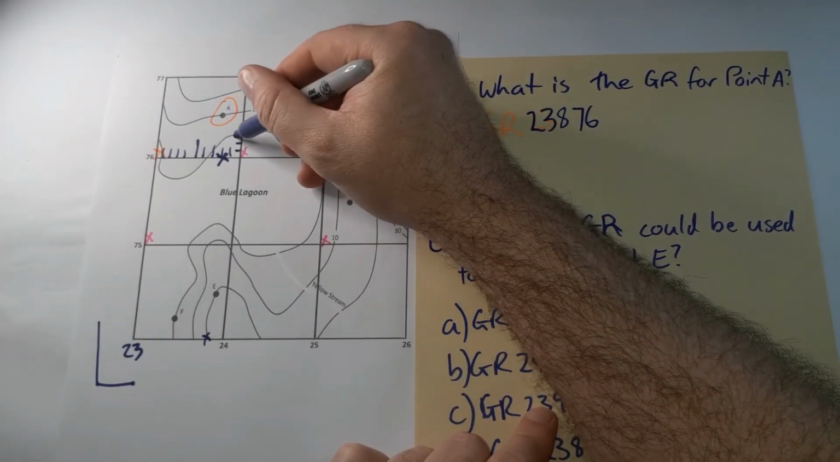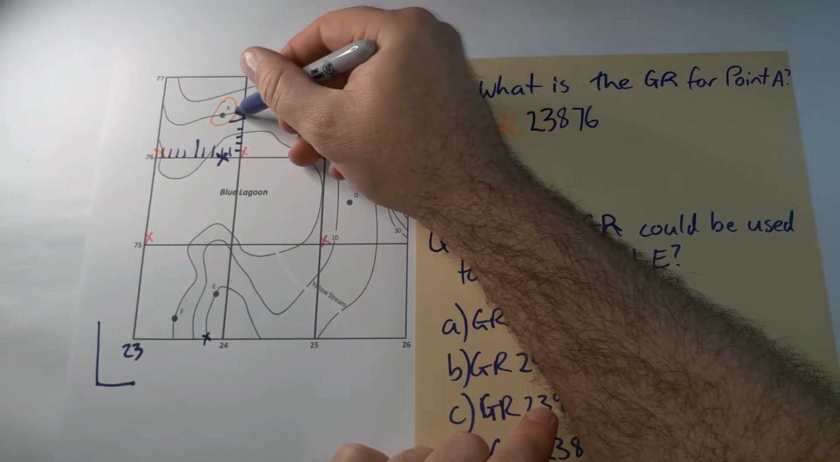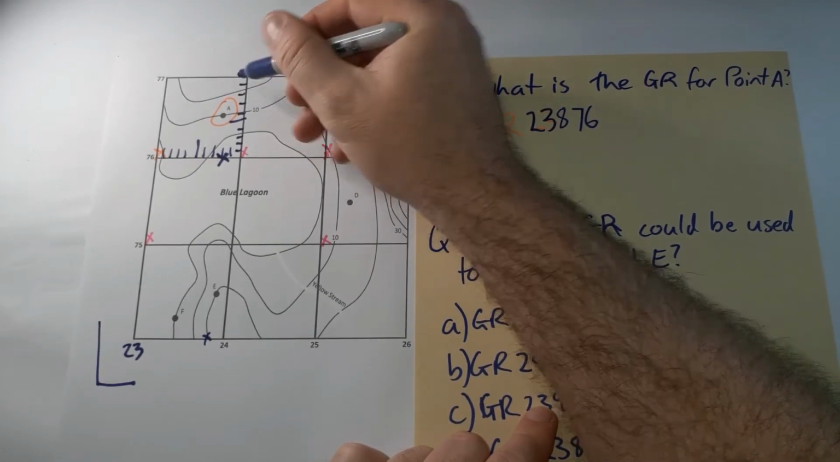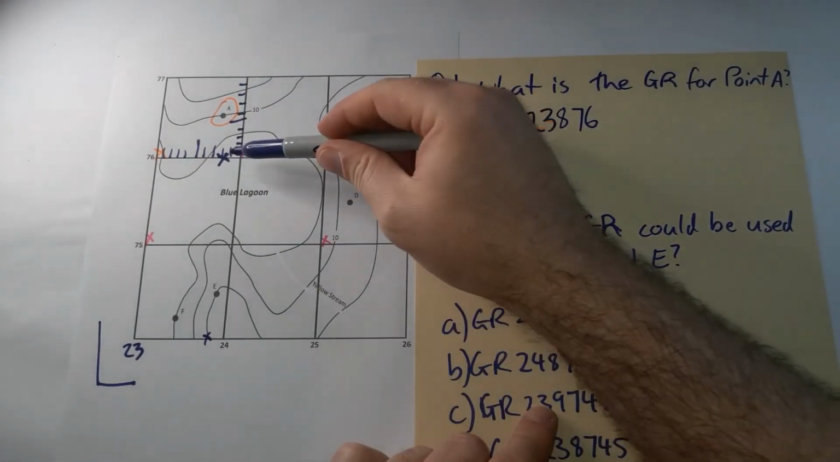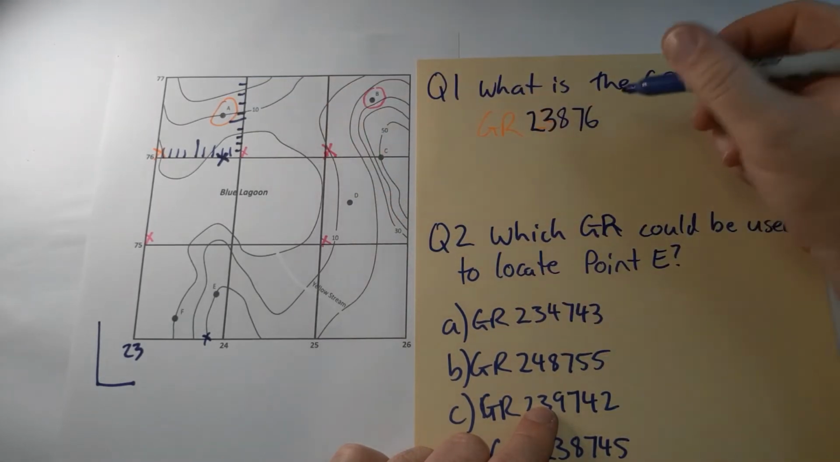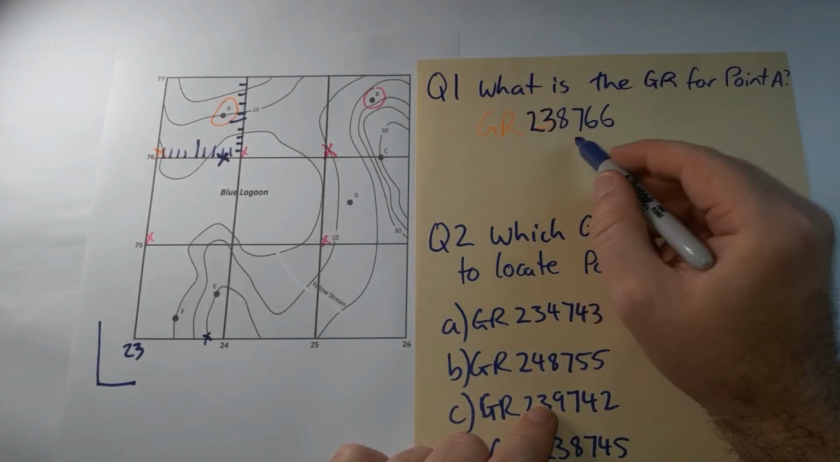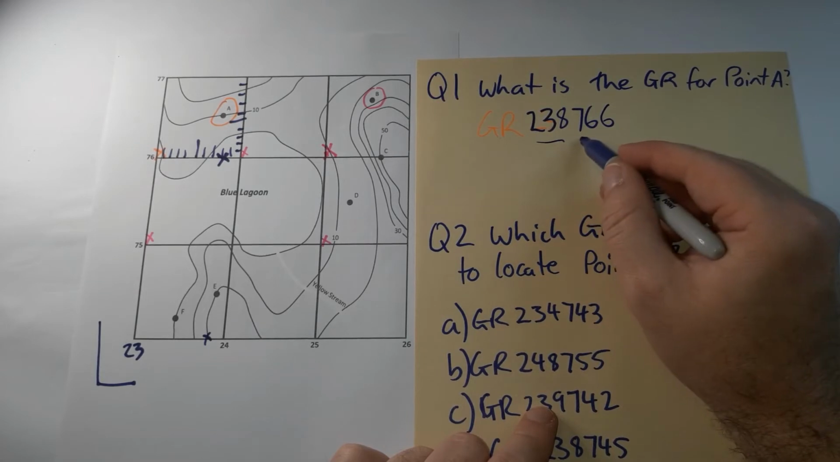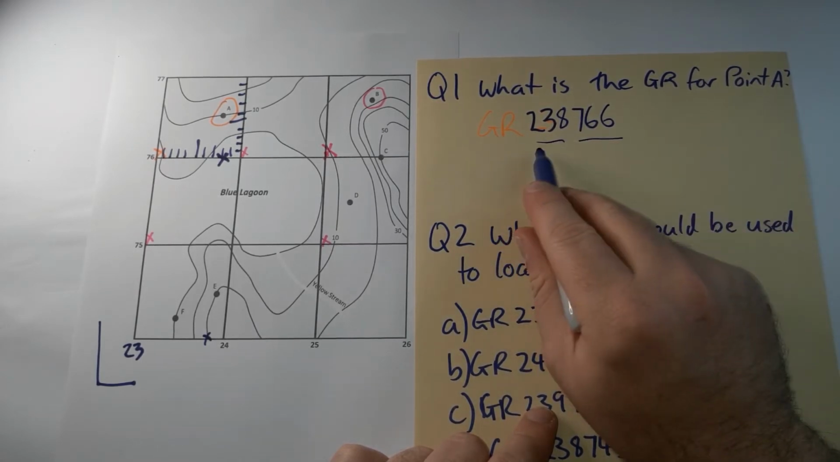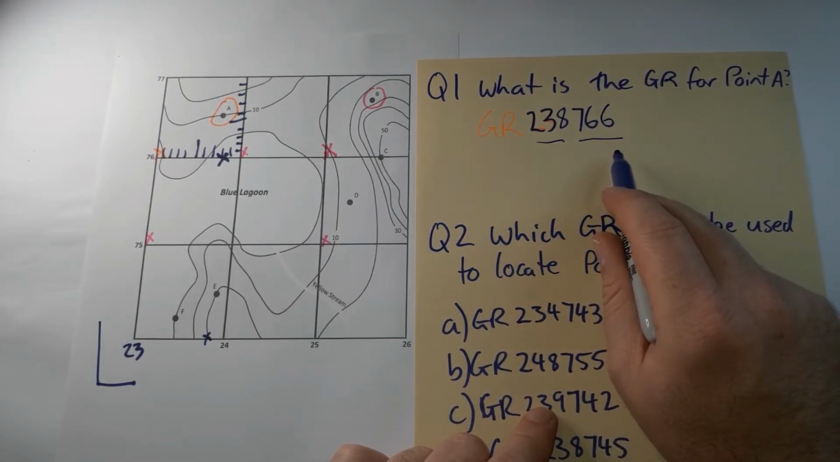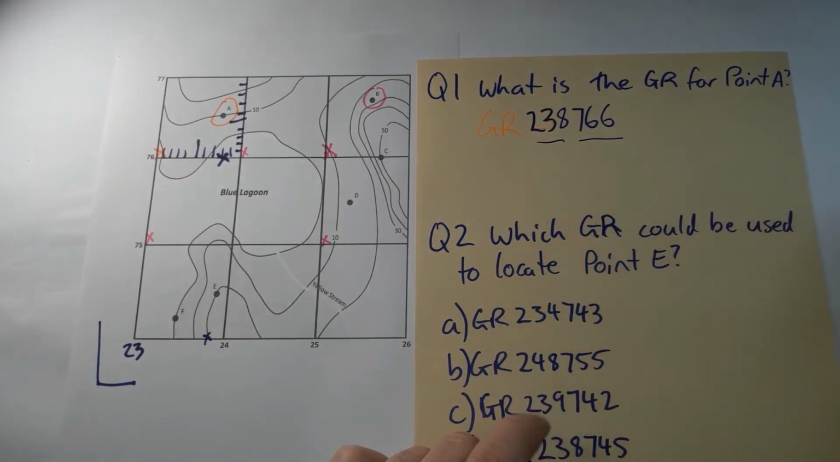Is it 1, 2, 3, 4, 5 is halfway. 6, 7, 8, 9. I'm going to say I'm just over halfway, so 6/10 further. 2, 3, 8 east, 7, 6, 6 north. Can you see how I've written the 6 digits in a row? There doesn't need to be a comma or spacings between them.